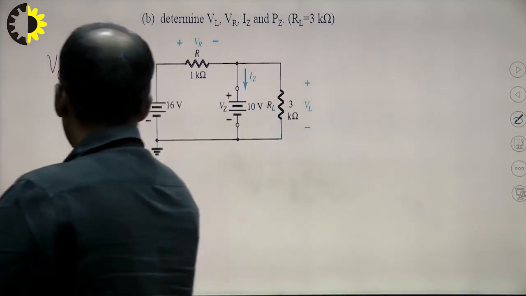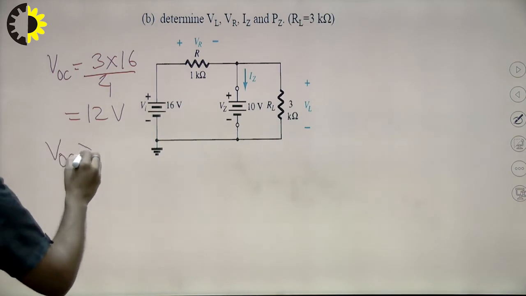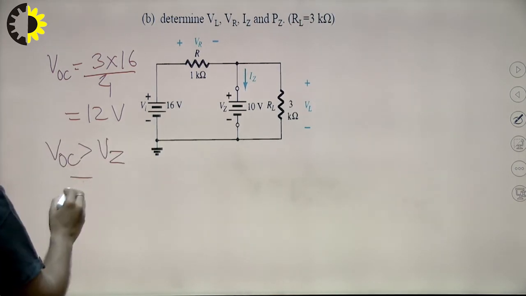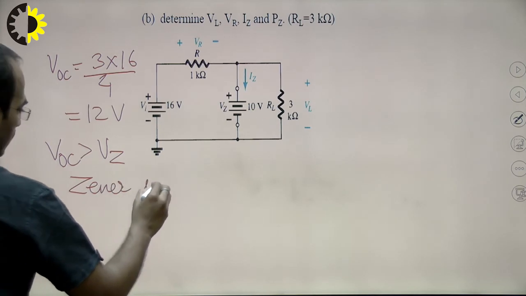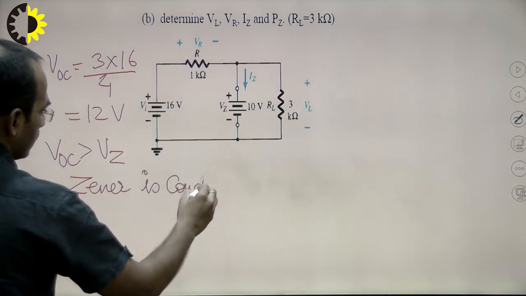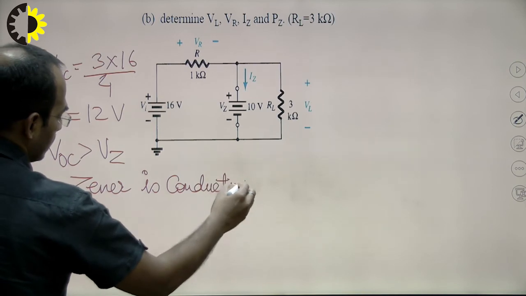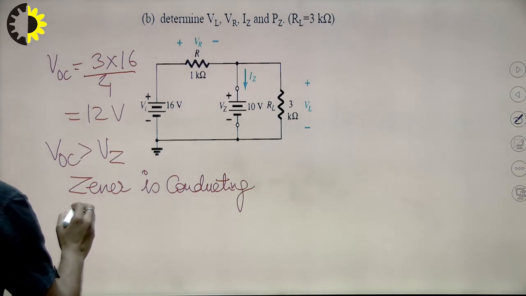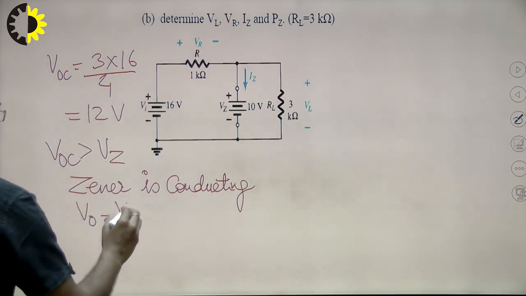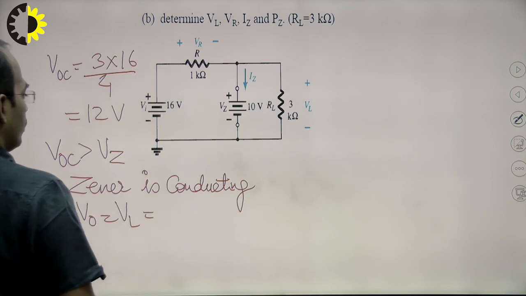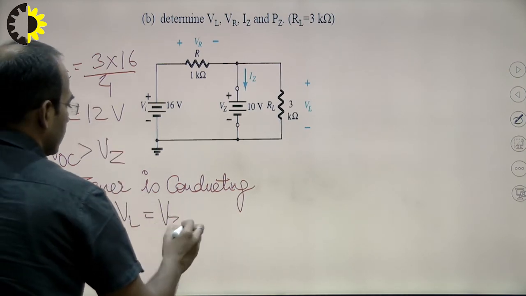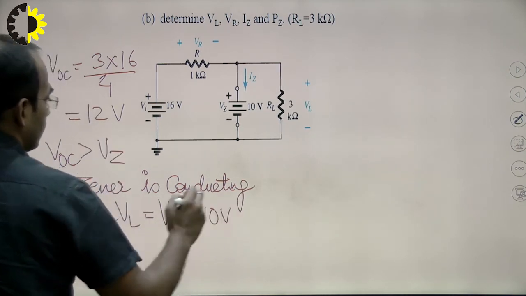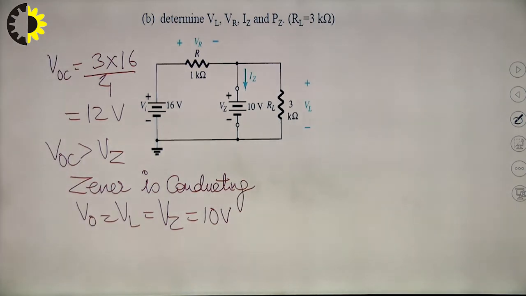Now, VOC is greater than Vz, it means Zener is conducting, and what will be the output voltage? Output voltage or load voltage will be equal to the Zener voltage Vz. What is the Zener voltage? Zener voltage is nothing but 10 volt. I have to find the value of VL, VR, Vz and Pz.